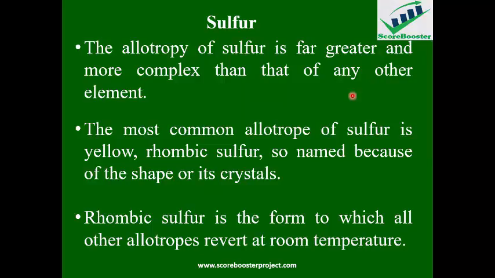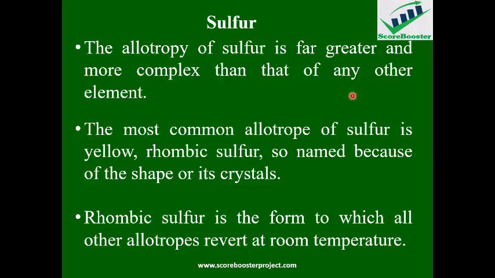So the most common allotrope of sulfur is rhombic sulfur. We have 3 allotropes: the rhombic sulfur, the monoclinic sulfur, and the prismatic sulfur. Each of these sulfur allotropes is named according to the shape of its crystals. So if you have the shape of the crystal, you can name the sulfur. In the case of rhombic sulfur, the shape is like a rhombus. Prismatic sulfur is like a prism. That is how it is being named. So the color of the rhombic sulfur is yellow.